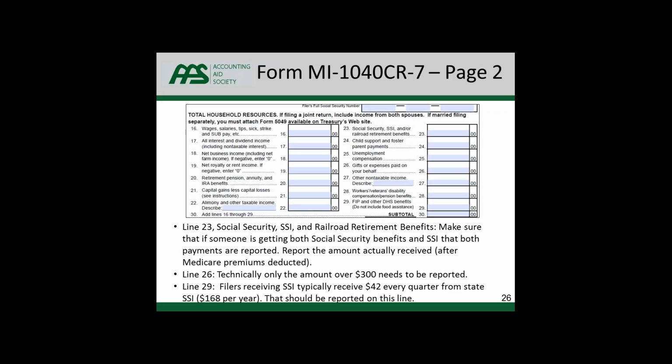The taxpayers receiving supplemental security income typically receive $42 every quarter from state SSI. That's $168 per year. That should be reported on line 29, and that would go with any other assistance from DHS, such as Family Independence Program.